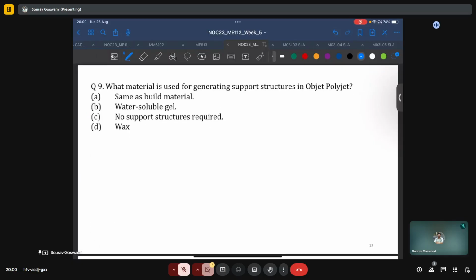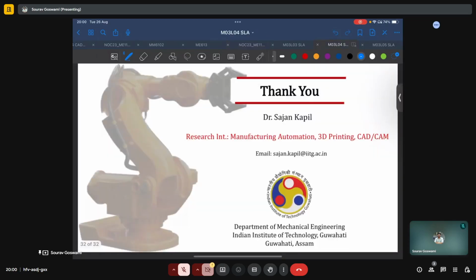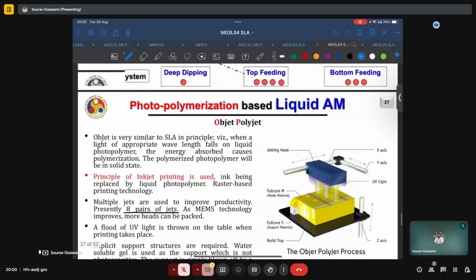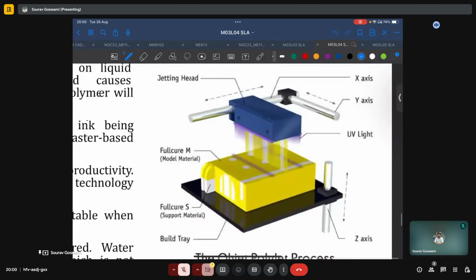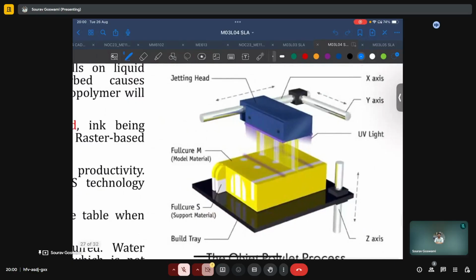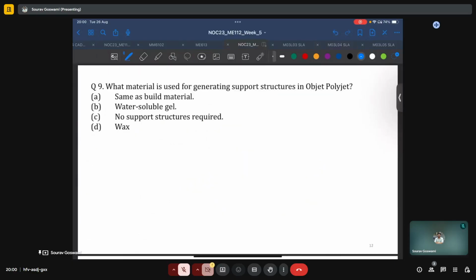Question 9 is asking us, what material is used for generating support structures in Objet PolyJet? Remember how we discussed Objet PolyJet and how it can use two different materials for printing the build regions and the support regions. The question is asking us, what is the material used for generating support structures? Is it the same as the build material?